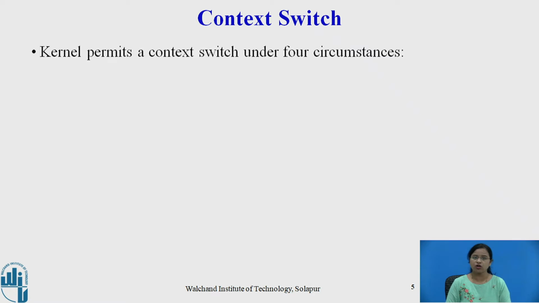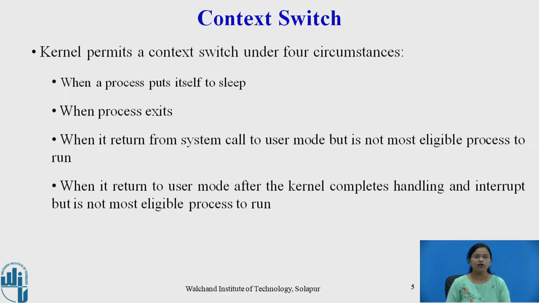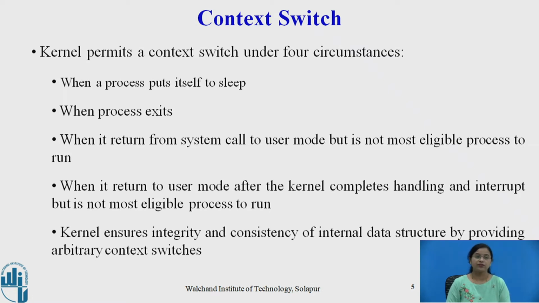Now the kernel permits a context switch under four circumstances. First, whenever a process puts itself to sleep; when a process exits; when it returns from a system call to user mode but is not the most eligible process to run; when it returns to user mode after the kernel completes the handling of an interrupt but is not the most eligible process to run. The kernel ensures the integrity and consistency of internal data structures by permitting context switches only at such points. Whenever there is a context switch, the kernel has to ensure the integrity and consistency of the internal data structures.